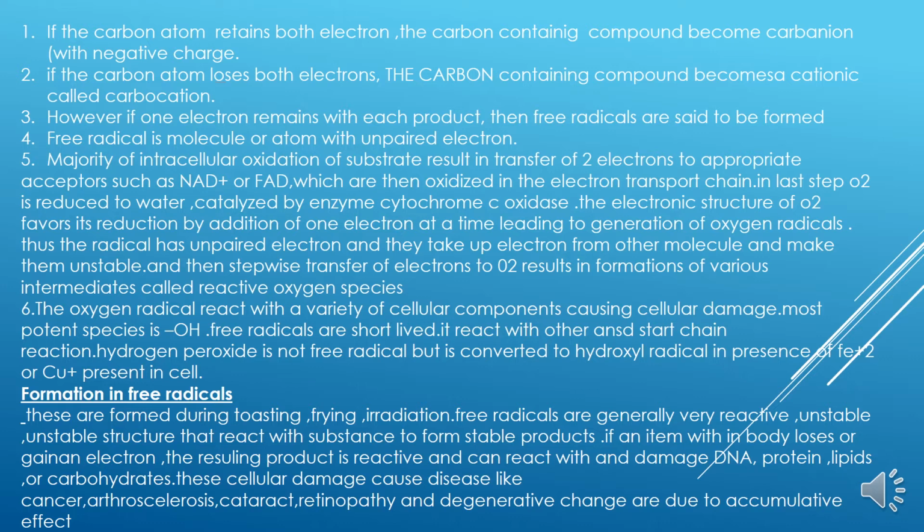The most potent species is OH. Free radicals are short-lived. One reacts with another and starts a chain reaction. Hydrogen peroxide is not a free radical but is converted to a hydroxyl radical in the presence of Fe2+ or Cu+ present in the cell. Free radicals are formed during toasting, frying, irradiation. Free radicals are generally very reactive and unstable. They are unstable structures that react with substances to form stable products.